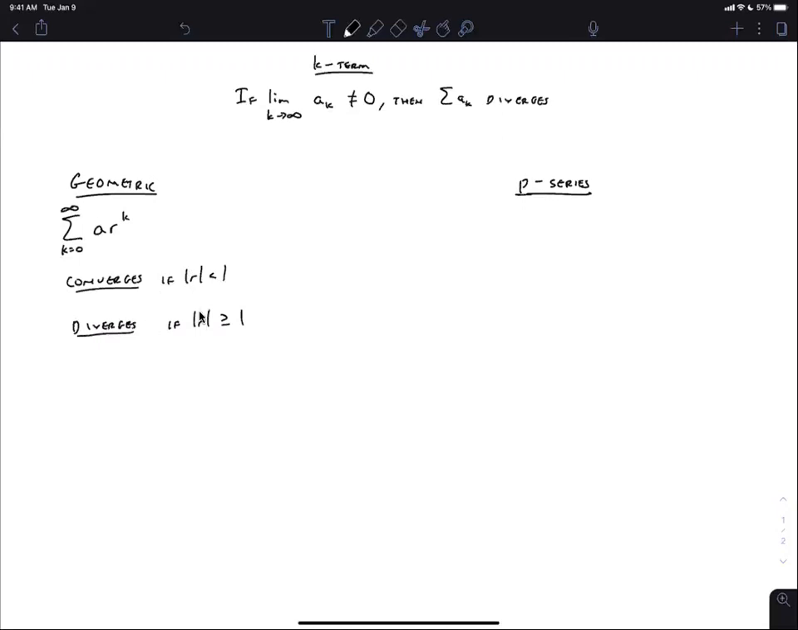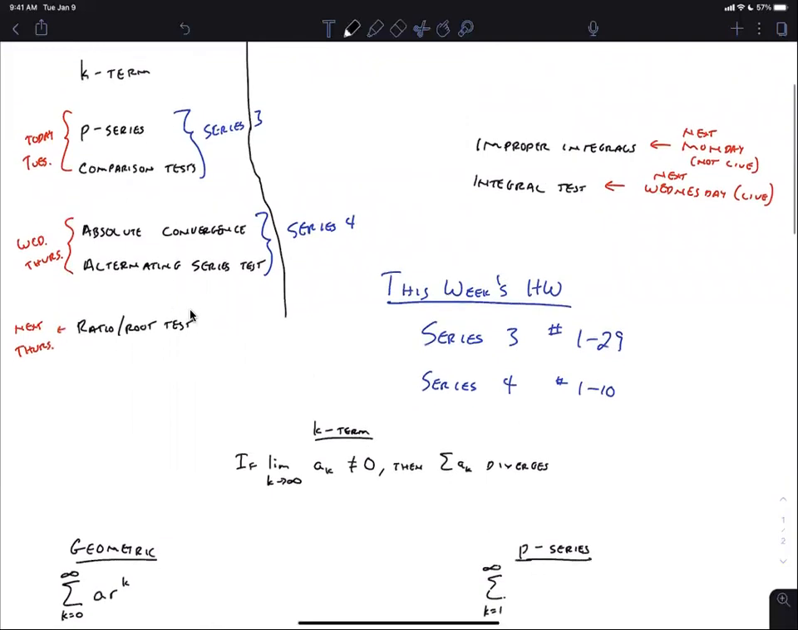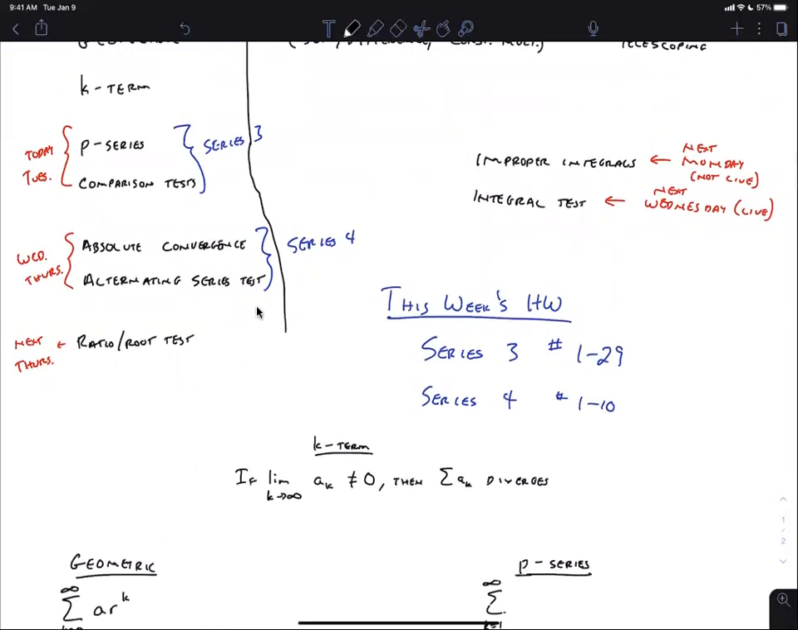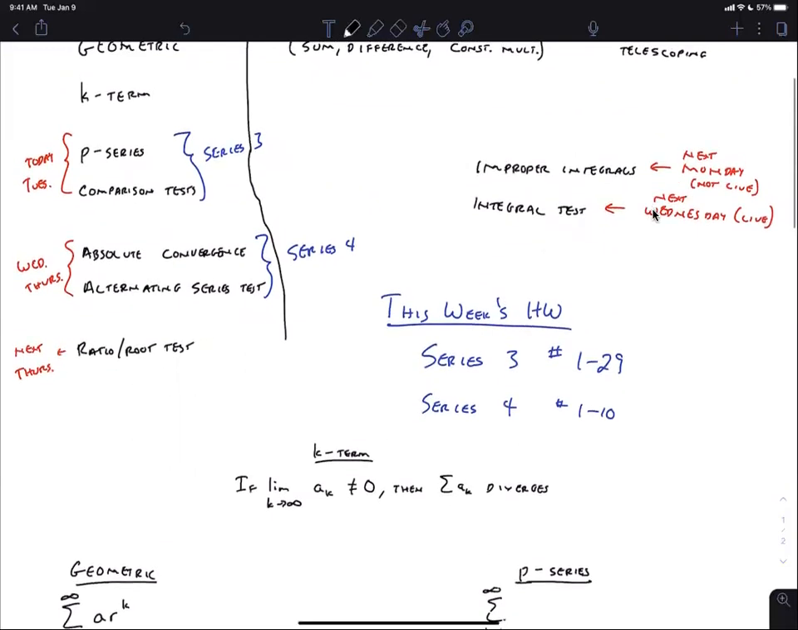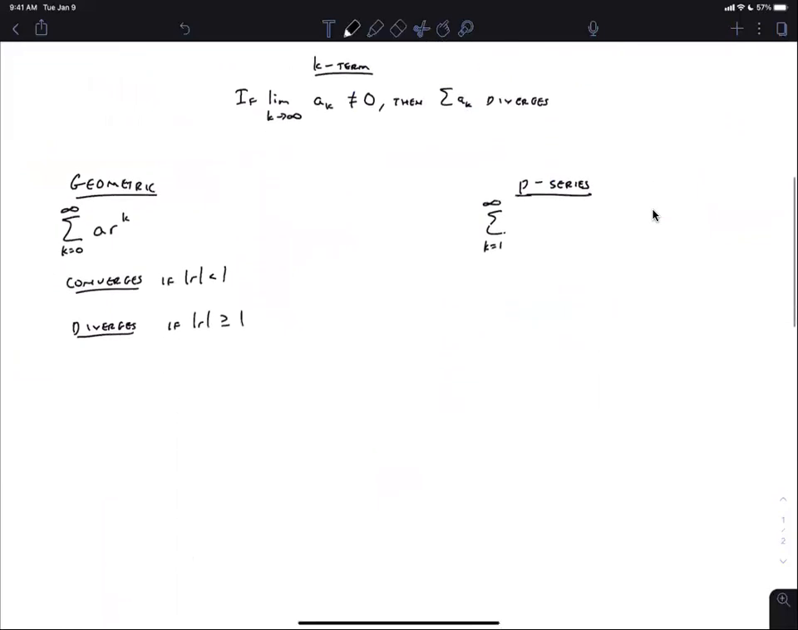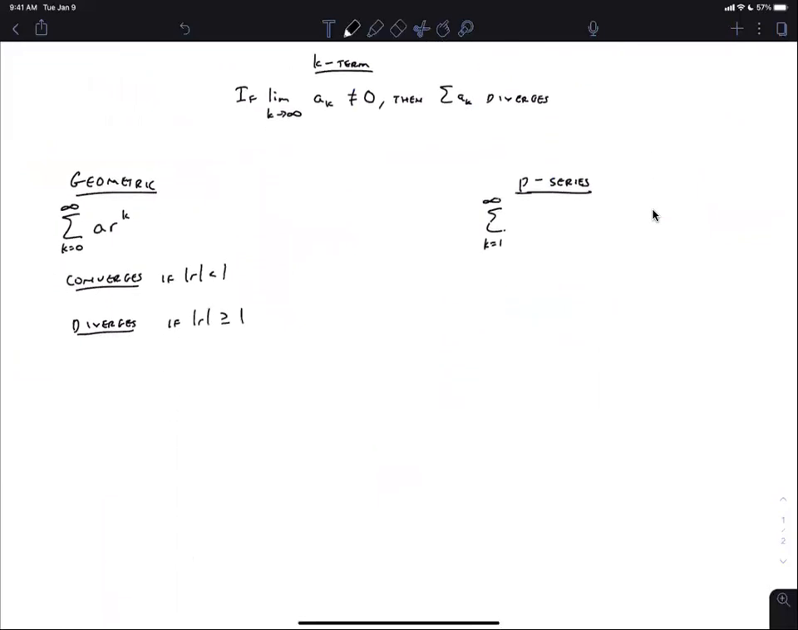P series is a result that, because of the way we're changing up the order, we don't have a proof of this yet. When we do the integral test next week, on next Wednesday's lecture, we're able to prove P series from the integral test. So for now, we're going to just take this as fact, and then we're going to talk about the proof of it next week.